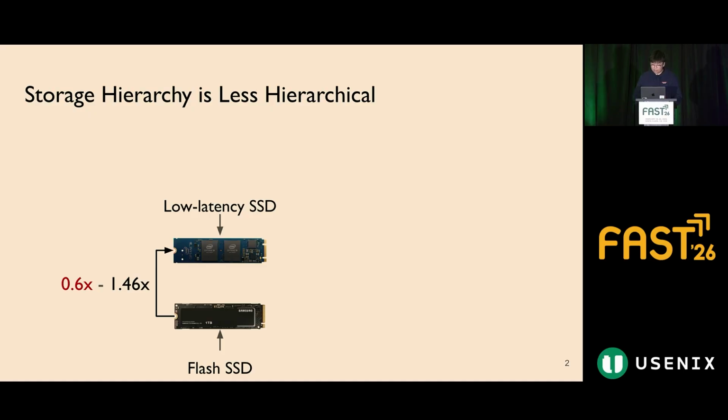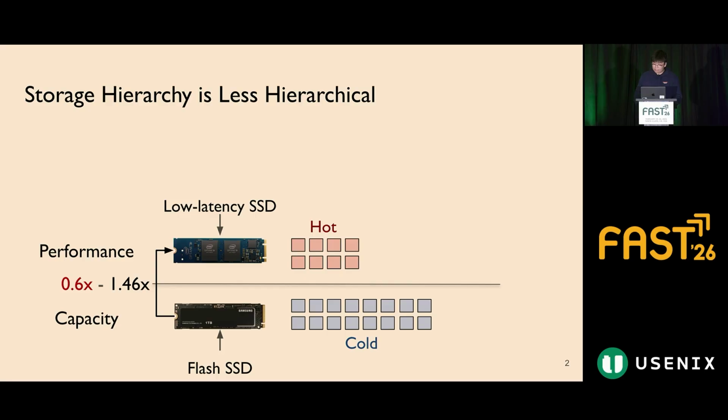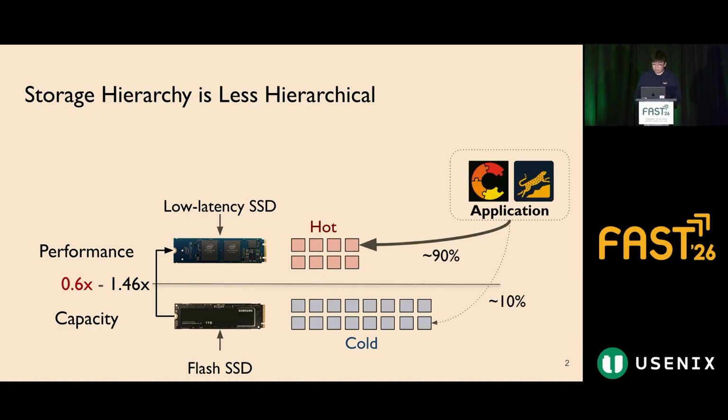If we regard the low latency SSD as a performance tier and the flash SSD as a capacity tier, the traditional approach will place the hot data on the performance tier and cold data on the capacity tier. Suppose roughly 90% of the requests go to the hot data and only 10% go to cold data. When the workload becomes intensive, the performance tier will be saturated, but the capacity tier is merely used. This reveals a fundamental problem of the traditional approach: the capacity tier performance is severely underutilized.